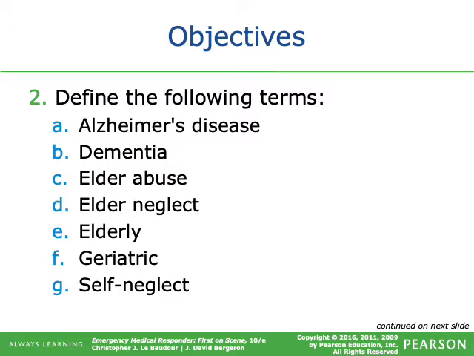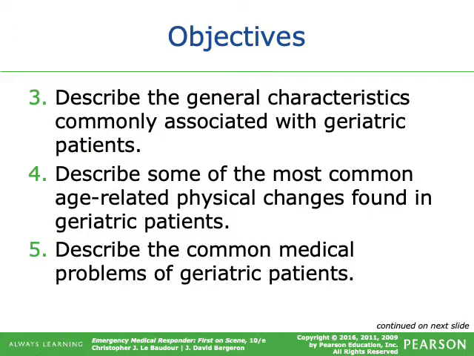Define the following terms: Alzheimer's disease, dementia, elder abuse, elder neglect, elderly, geriatric, self-neglect. Describe the general characteristics commonly associated with geriatric patients. Describe some of the most common age-related physical changes found in geriatric patients. Describe the common medical problems of geriatric patients.